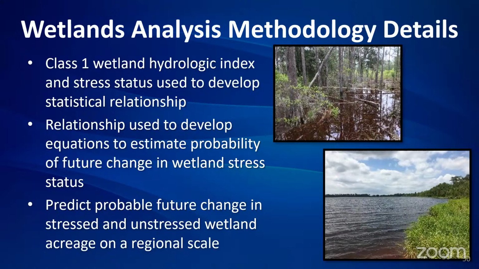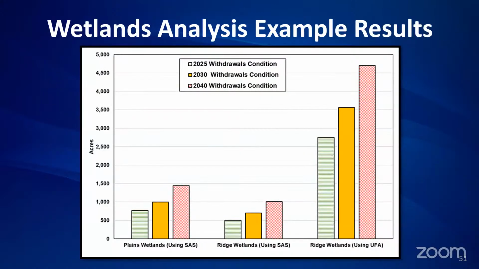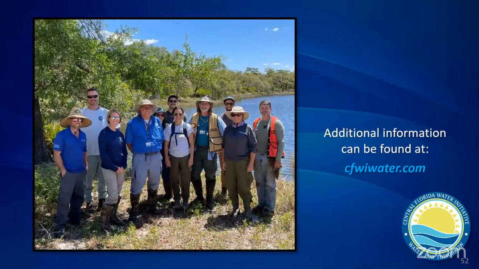Here are some example results taken from the 2020 Regional Water Supply Plan. The results can be summarized in tables and graphs like the one shown here, and in regional maps. So this graph shows the probable net increase in acres of stressed wetlands for both the plains and the ridge wetlands for different scenarios. I appreciate your time and I'm happy to answer any questions.